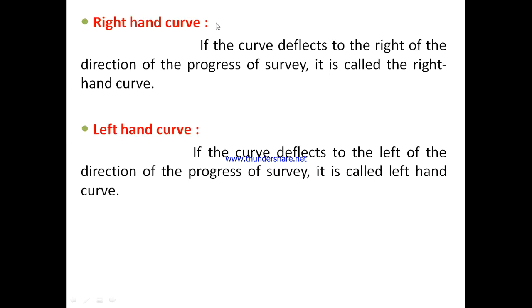Next one is right hand curve. If the curve deflects to the right of the direction of the progress of survey, it is called a right hand curve. If it turns to the right side, then it is called a right hand curve. Left hand curve: if the curve deflects to the left of the direction of the progress of survey, it is called a left hand curve.